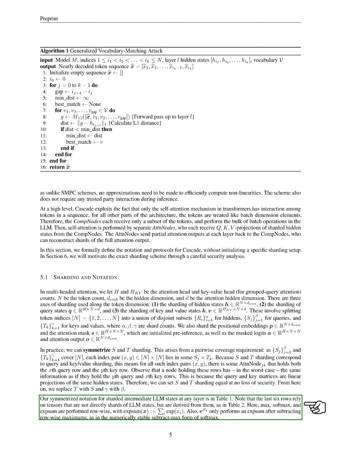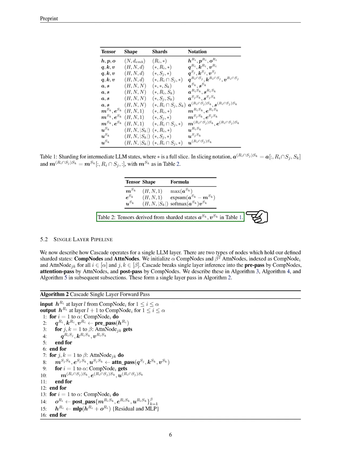Section Single Layer Pipeline. In this section, we describe how Cascade functions for a single layer of a large language model, LLM. We have two types of nodes that store our defined sharded states, comp nodes and atom nodes. We initialize a certain number of comp nodes and atom nodes, which we label as comp node with index i and atom node with indices j and k.